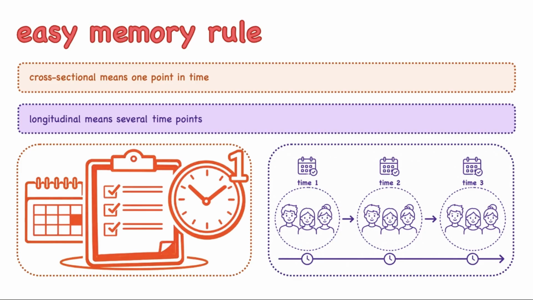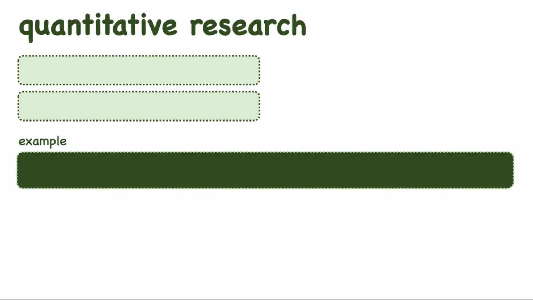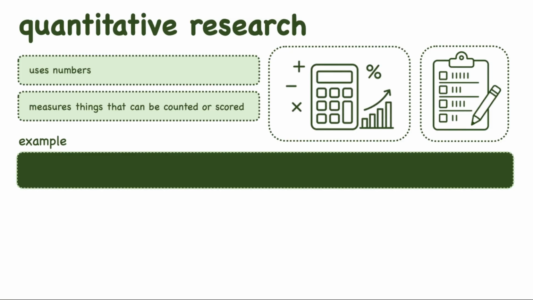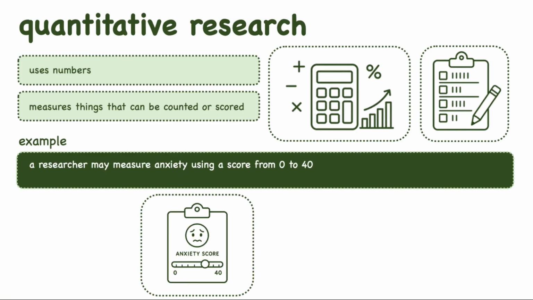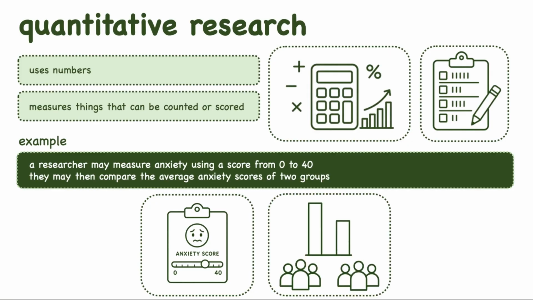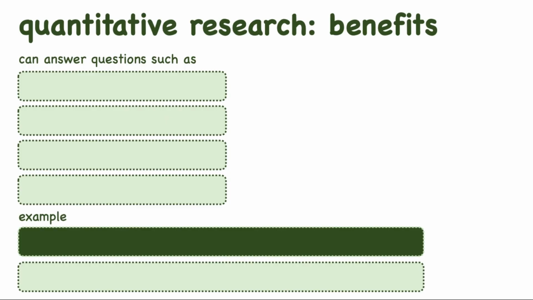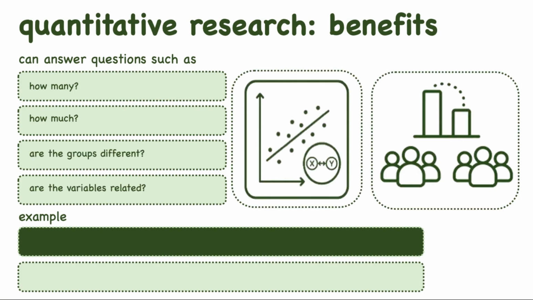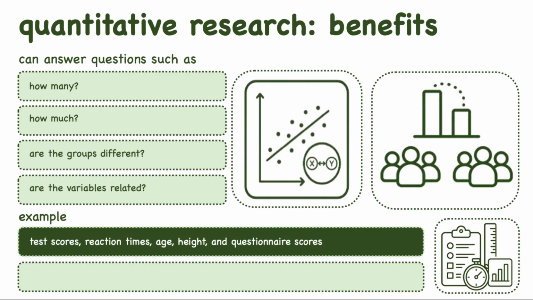Now let us look at quantitative research. Quantitative research uses numbers. It measures things that can be counted or scored. For example, a researcher may measure anxiety using a score from 0 to 40. They may then compare the average anxiety scores of two groups. Quantitative research can answer questions such as, how many? How much? Are the groups different? Are the variables related? Examples include test scores, reaction times, age, height, and questionnaire scores.